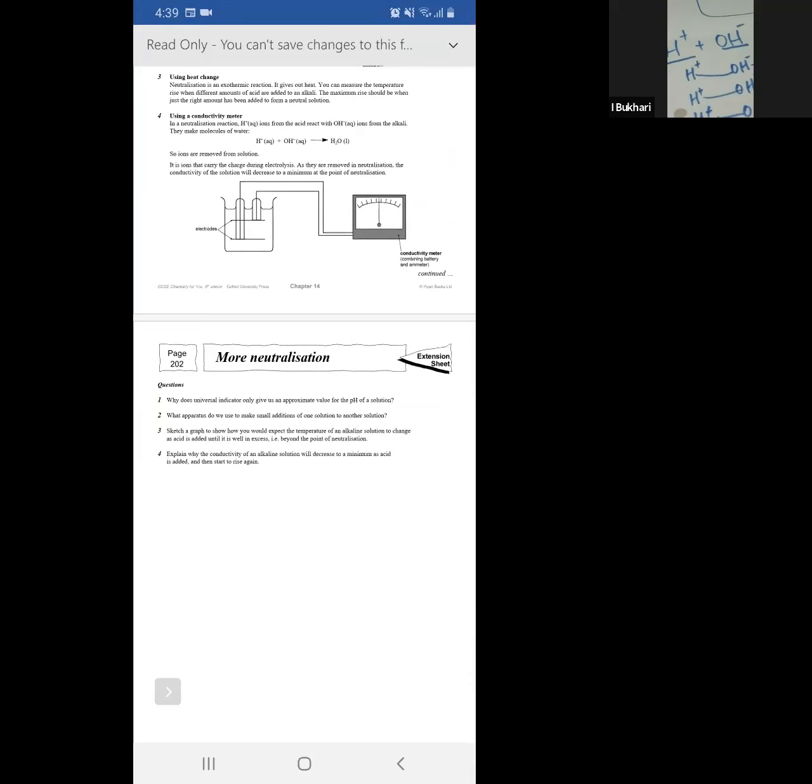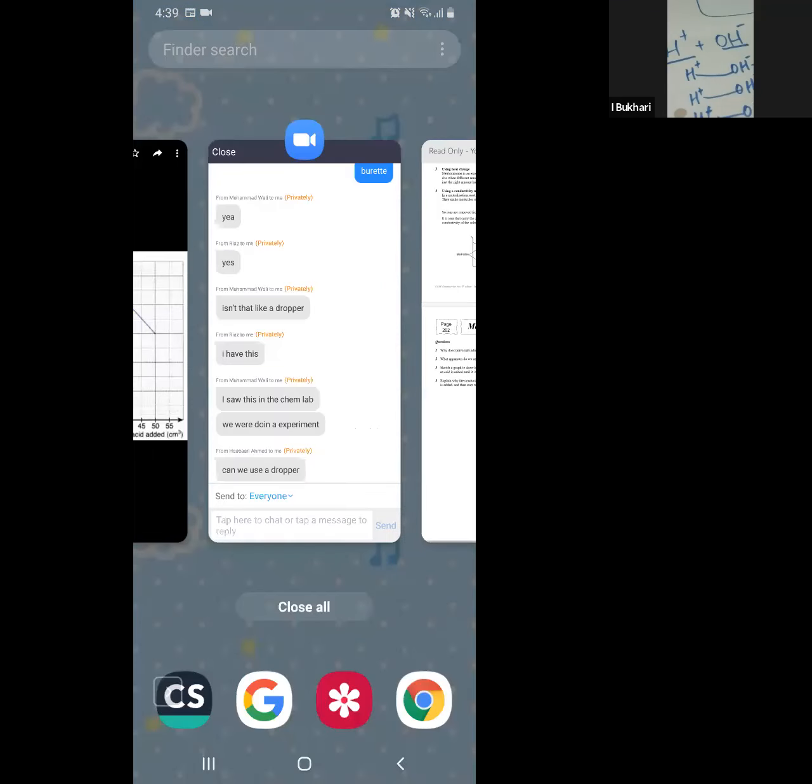Question number 4: explain why the conductivity of an alkaline solution will decrease to a minimum as acid is added and then start to rise again. We have done this already. If you do not understand any aspect of it, you are more than welcome to ask me.